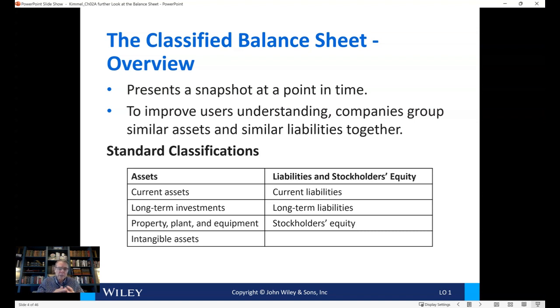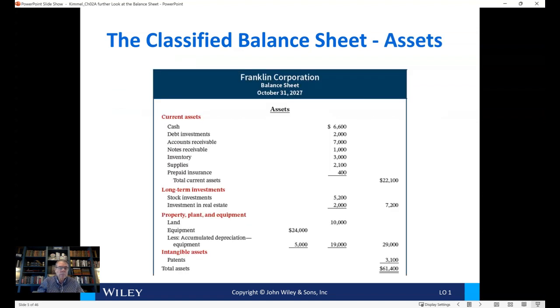So on the asset side, you can see here current assets, long-term investments, property, plant, and equipment, intangible assets. On the liability side, and shareholders' side, you have current liabilities. Again, they have to be paid within a year. Long-term liabilities, paid longer than a year. And the equity. Here is a more extensive classified balance sheet.